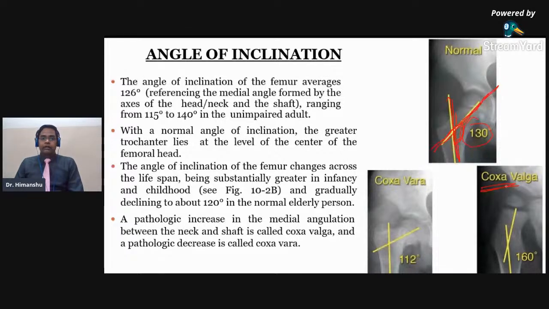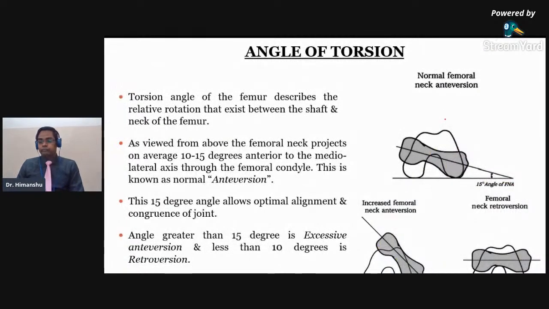So with the normal inclination angle, the greater trochanter lies at the level of the center of the femoral head. If you can see here, we have the greater trochanter and it lies somewhere at the level of the head of the femur. The angle of inclination of the femur changes across the lifespan, being substantially greater in infancy and childhood and gradually declining to about 120 degrees in the normal elderly. A pathological increase in the medial angulation between the neck and shaft is called coxa valga, that we've already talked about, and the decrease is called coxa vara.